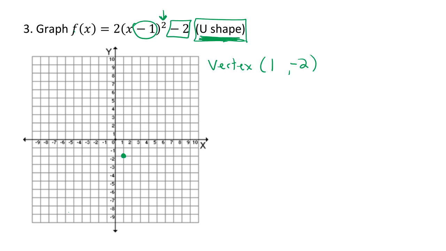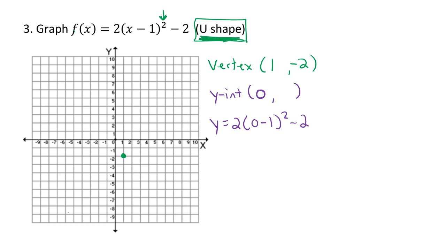Now, we need to know what our y-intercept is so we can get another point to help us graph this parabola. So the y-intercept always has an x value of 0. So I'm going to go ahead and take my equation, and I'm going to replace the x with a 0. So 0 take away 1 is -1. -1 squared, that's -1 times -1, that's +1. 2 times 1 is 2, take away 2 is 0. So our y-intercept is at 0, 0.